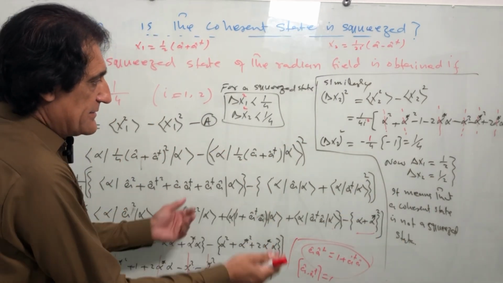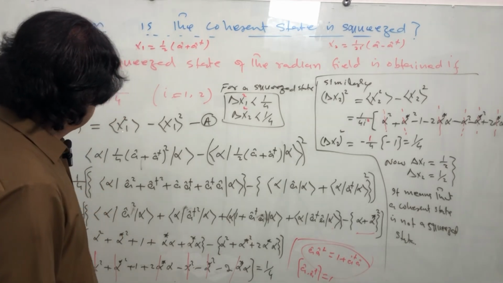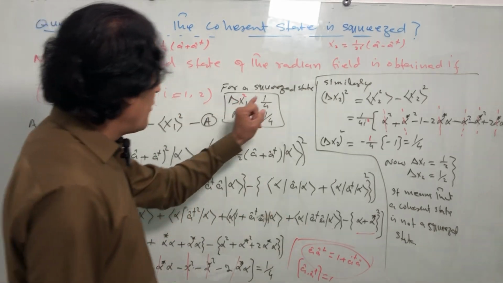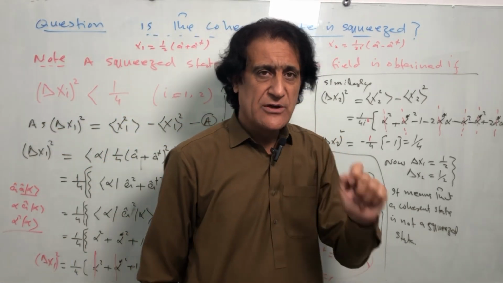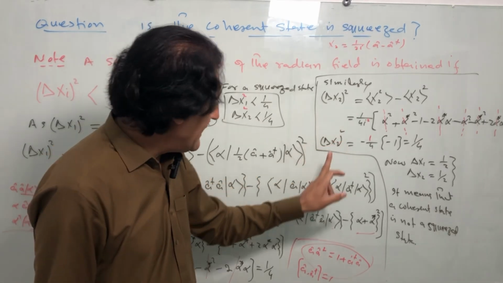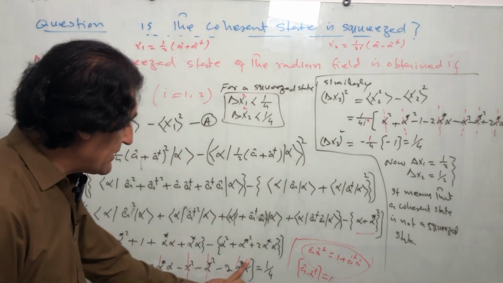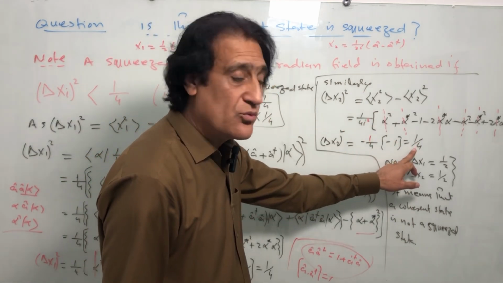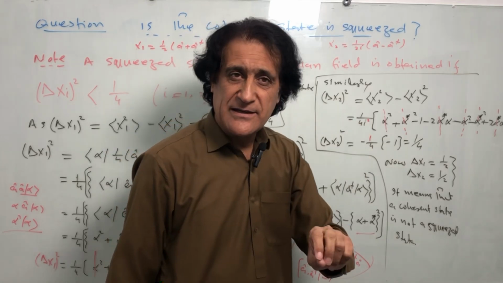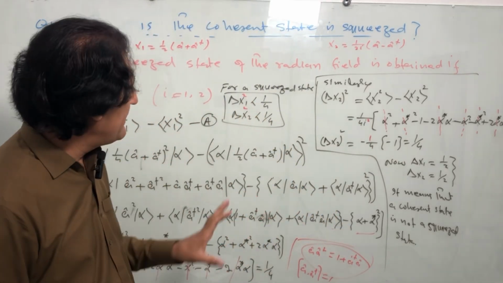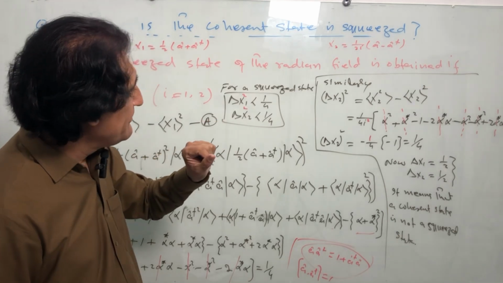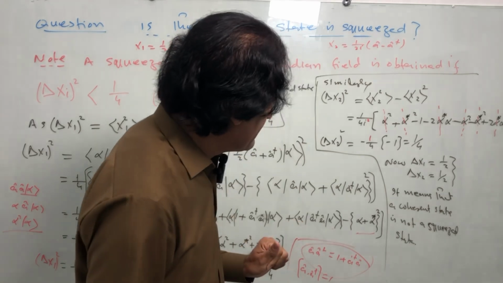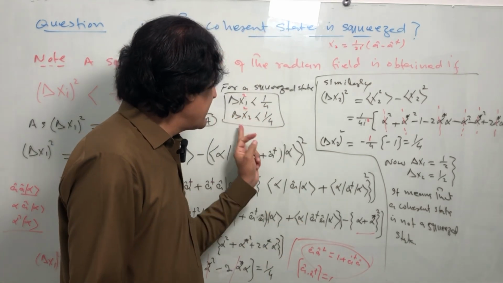If I take the square, the condition for a squeezed state is (Δx1)² less than 1/4 and (Δx2)² less than 1/4. But here we get (Δx1)² equal to 1/4 and (Δx2)² equal to 1/4. So the condition is not fulfilled for a squeezed state. We can say that the coherent state is not a squeezed state, because we must satisfy this condition.